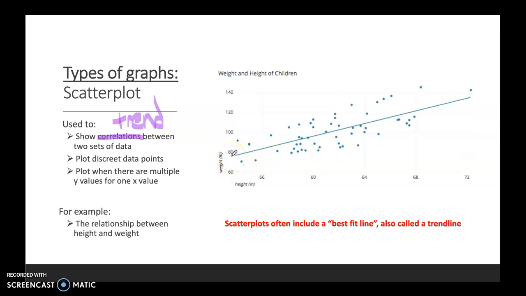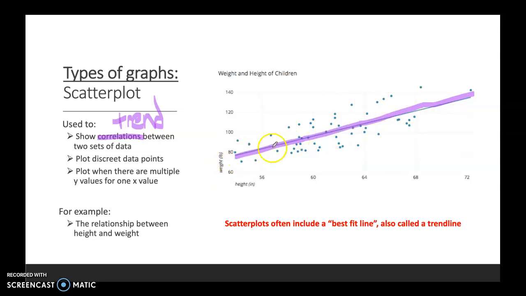So with a scatter plot, we don't connect the dots, but we do add in what is called a trend line or a best fit line. Excel calls it a trend line. You can also hear it called a best fit line. Basically, this line represents the average of the data. Half the data is above the line, half the data is below the line.